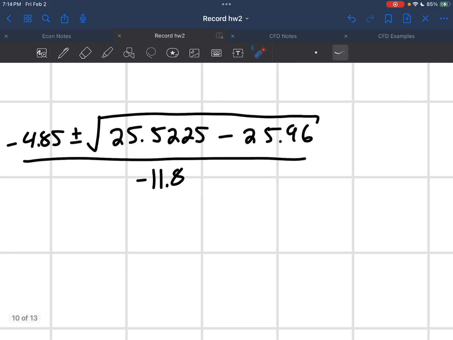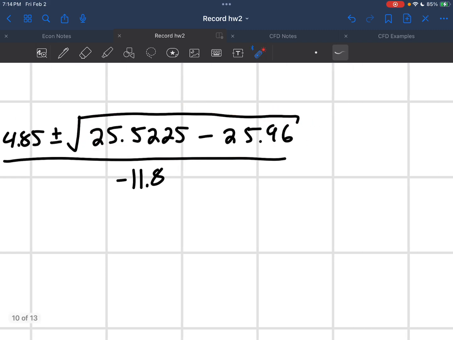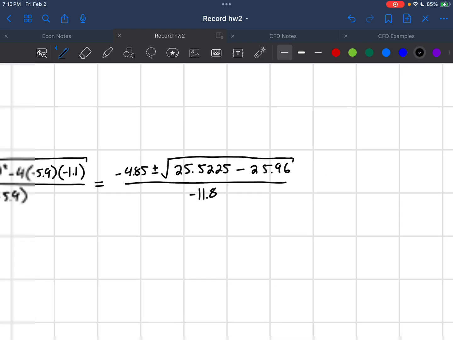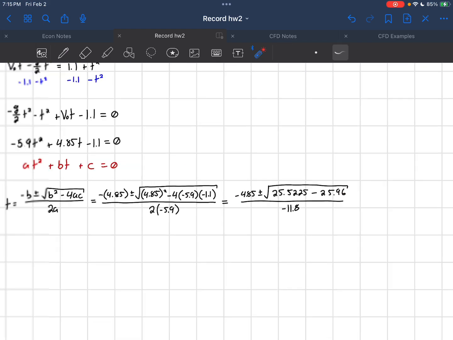Right. Now, inside this bit here, we have a number subtracted by a larger number, which means this is going to be negative. And I can do the math if I wanted to. It's going to be negative 0.4 something. But either way, this is going to be a negative number. I can't take the square root of a negative number. I'm not capable of doing that. I'm not a wizard. So what this then tells me is that there is no time where they intersect.